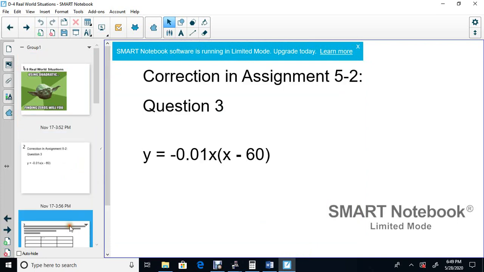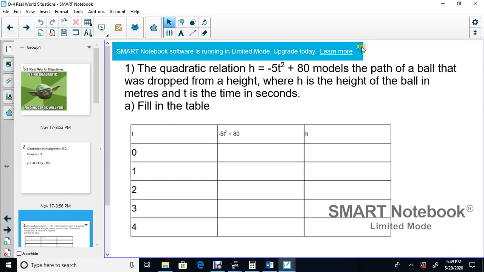Okay, so we're going to move on. Don't worry about that correction there. We're going to move right on over here. Okay, and we're going to go right to this question.